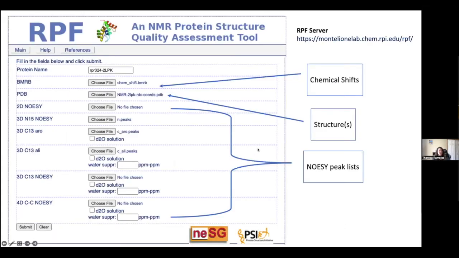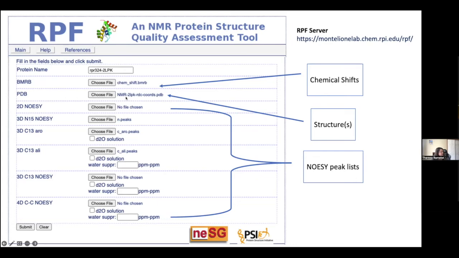So I wanted to show this to students: we have an RPF server that can be used to get the RPF recall, precision, F score, and the DP score. It's at the Montelione lab, chemrpia.edu/RPF website. So what you do to use it is you just put in your protein name, whatever you want to call it, and then you choose your chemical shifts and you put them in as a BMRB file. It actually will accept BMRB files in version 2 and 3 format. And I think in the future, soon, it will probably accept other formats.